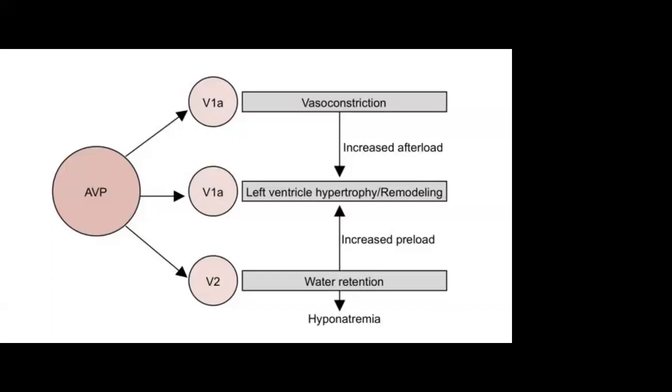So this is just how vasopressin is going to negatively affect the outcome of a heart failure patient with hyponatremia. As I've mentioned, it acts via V1A, V1B and V2. So V1A causes vasoconstriction. That is going to increase the afterload, and that is going to cause left ventricular hypertrophy and remodeling. And if there's more water reabsorption, you're going to increase the preload, and unfortunately, going to have hyponatremia.